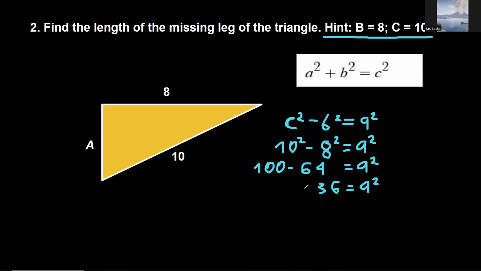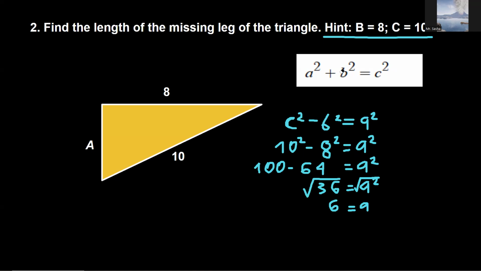Now, always remember, let's square root 36 and also square root A squared as well. Now we can say that the square root of 36 is 6. So A is equal to 6. 6 is the missing leg. You get it? Of course, it sounds simple. You just have to understand exactly the concept of the Pythagorean theorem, okay? And how to find the missing leg.